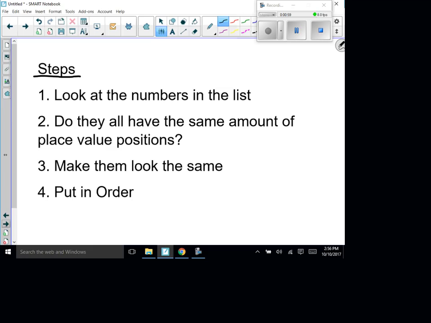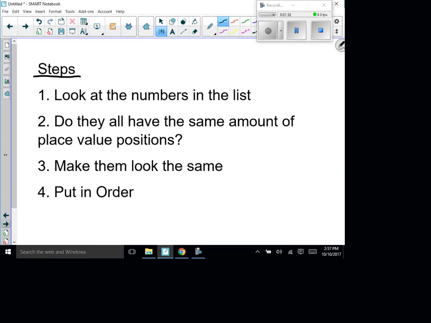Next, do they all have the same amount of place value positions? Meaning, some of the numbers that I'm going to give you in the next couple examples are going to end in the tenths, some are going to end in the hundredths, and some may even end in the thousandths, or some may not have any of those at all. So it's very important that you know if they all have the same amount of place value positions. And if they don't, then we're going to make them look the same. I'll go over that in our next question. And then finally, you put them in order.